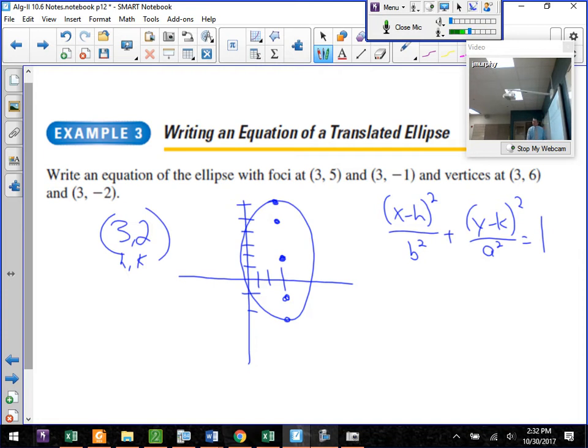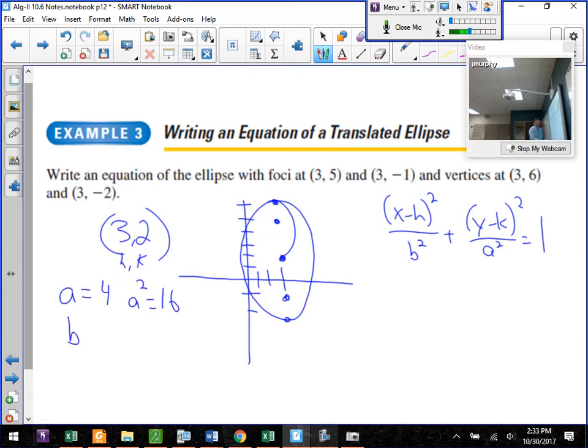The distance from the center to the vertex is your a value, isn't it? How far apart is 2 and 6? 4. Oh, I took my vertices. My vertices were at (3, 6) and (3, negative 2). I'm just getting the midpoint. And I don't have to worry about the 3 because they're all vertical to one another. So I just took 6 and negative 2. I got 4. What's half of that? 2. Okay. So then it gives me my a value is 4, which makes a squared what?